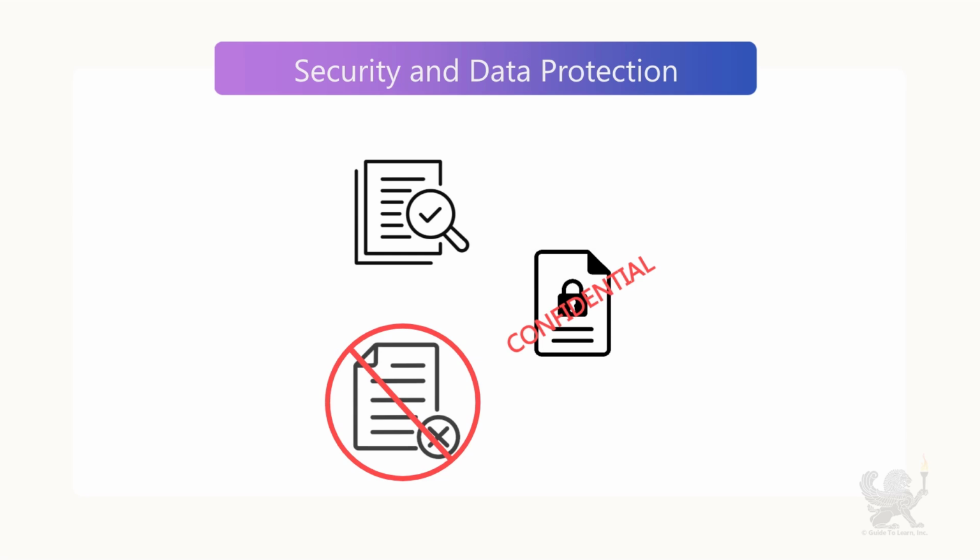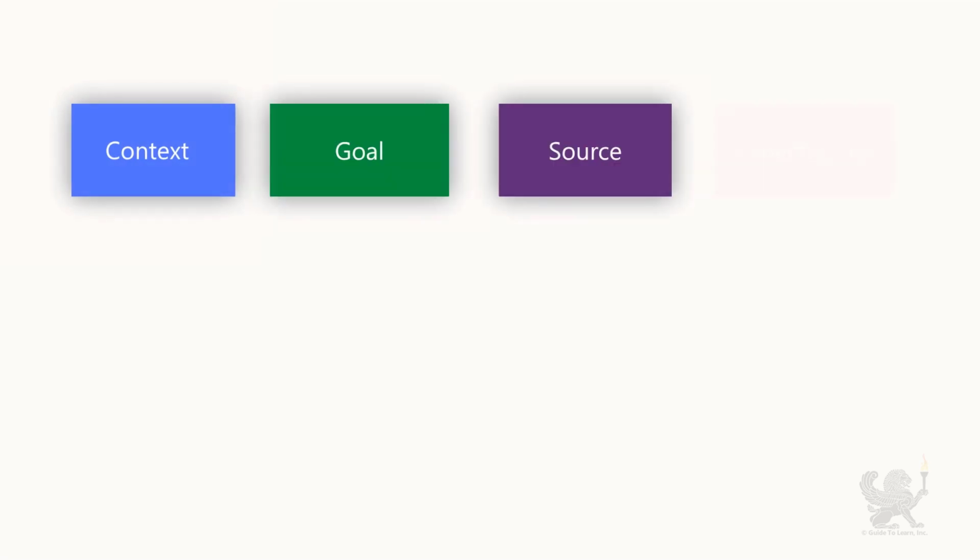Finally, let's look at how Alex gets better results with Copilot. It starts with a clear prompt. A strong prompt includes context, a goal, a source, and expectations.